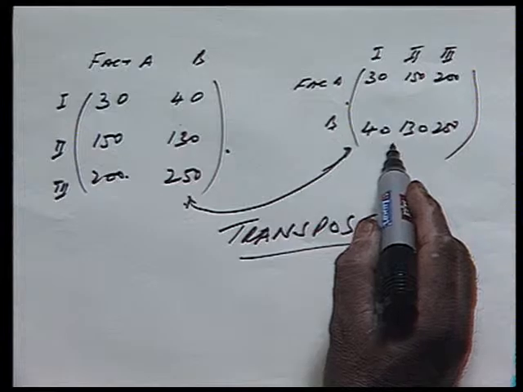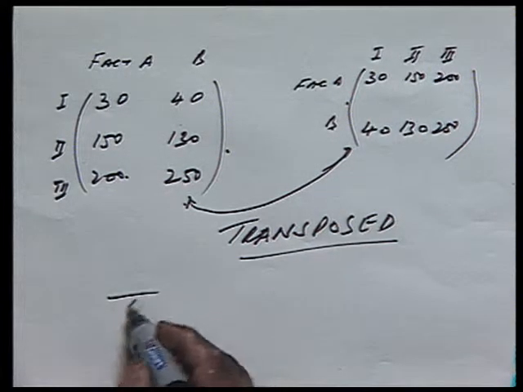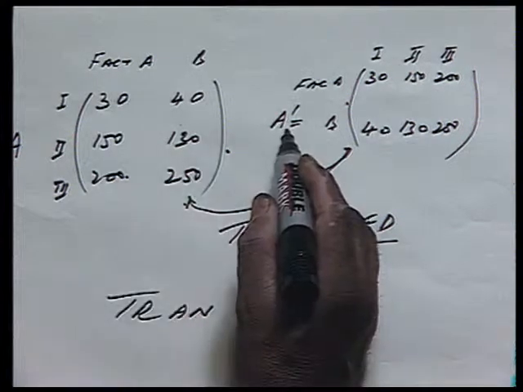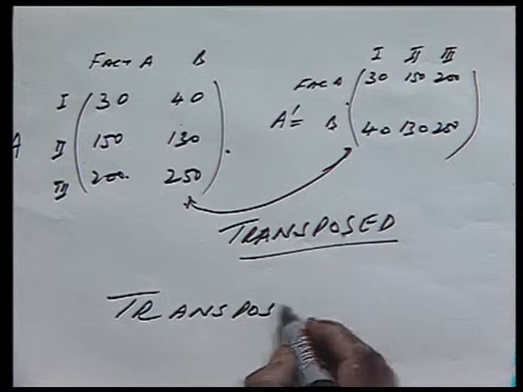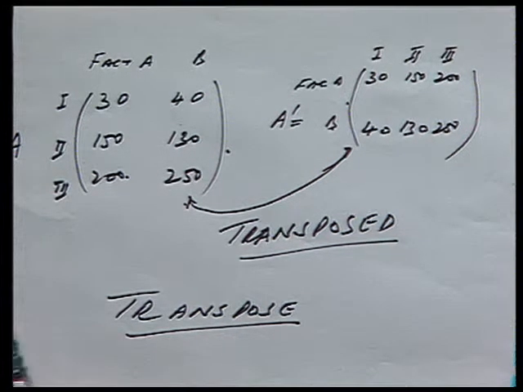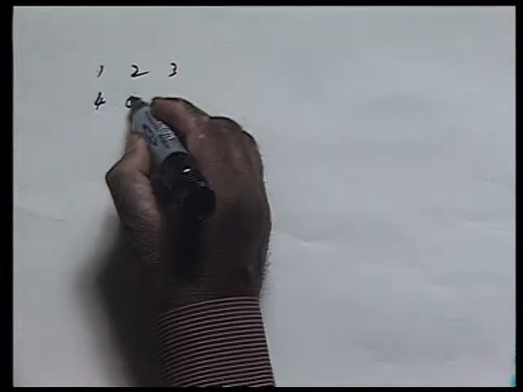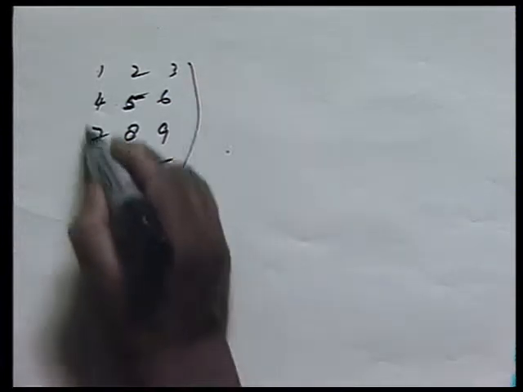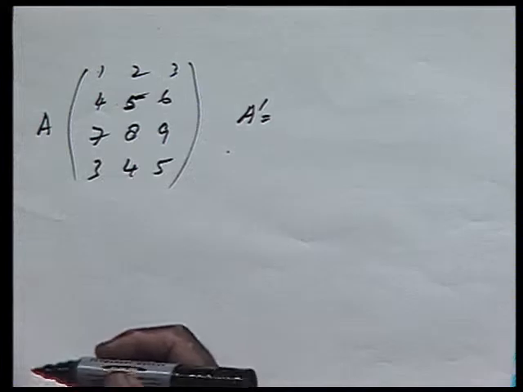Because the two matrices are giving the same information, we call one the transpose of the other, and if I call this A and this A dash, then A dash is the transpose of A. So we find that we can alter the information in a way that the resultant matrix will be the transpose of another matrix. Let's see another situation. What will be the transpose of this matrix that I'm writing? This is matrix A. What will be the transpose?